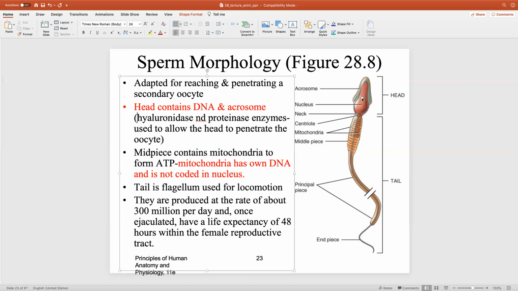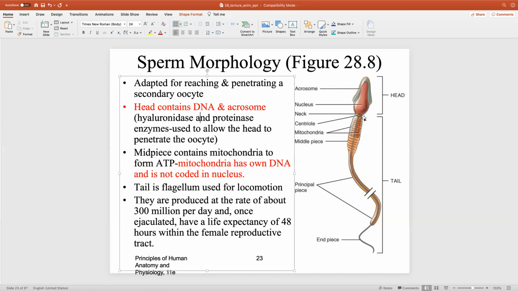Now, you have an acrosome region that develops in the epididymis. The acrosome region contains lots of hyaluronidase and proteinase enzymes that allow the head of the sperm cell to work its way through all the obstacles of the oocyte to penetrate through the plasma membrane of the oocyte as well.